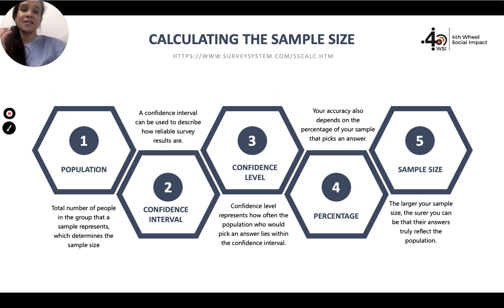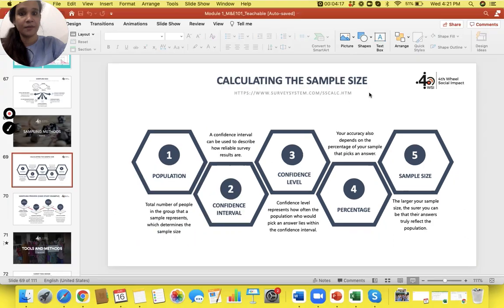Your percentage is also about what percentage of people would pick that result. I'm going to go back to the example and show you, but ideally we take a 50% percentage, that it could be 50% of your sample agrees with this result. And finally, when we calculate, we get a sample size, a number of respondents that we should reach out to for our evaluation studies.